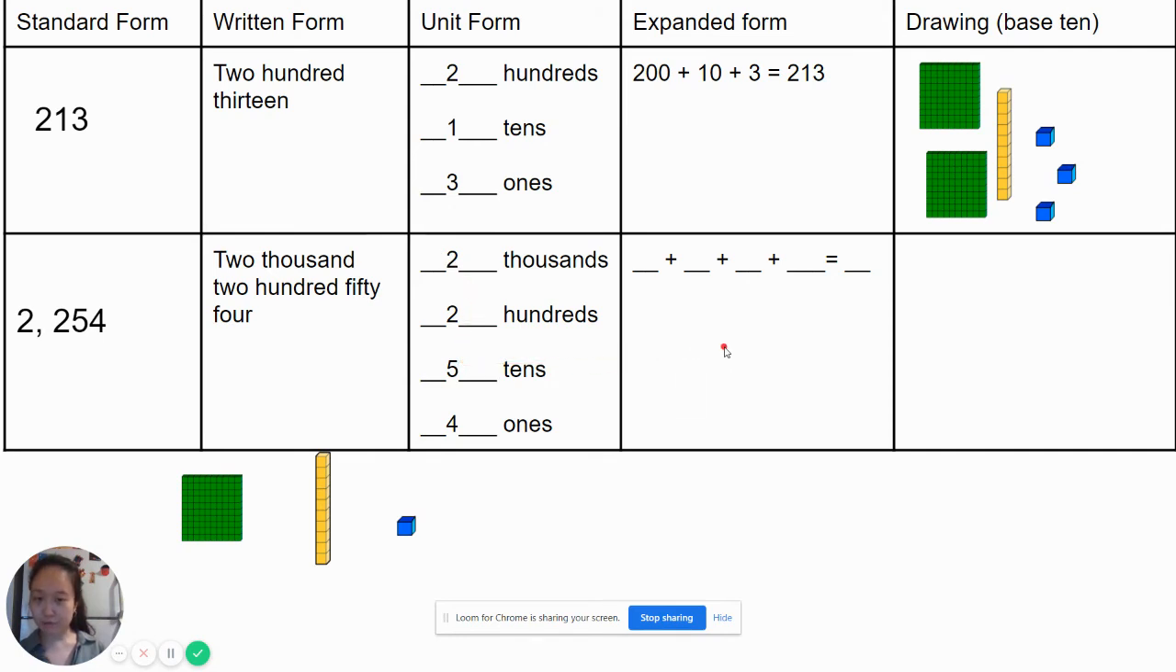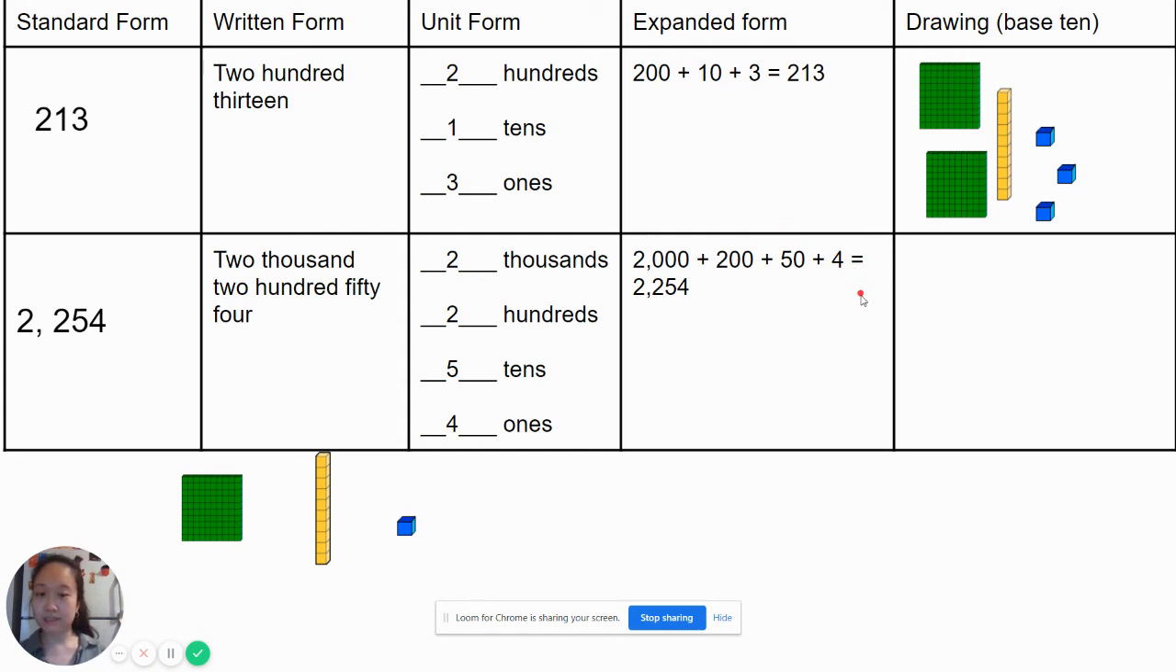When I think about expanded form, I think about the value of each digit. And it really stretches the number out. The value of the 2 in the thousands place is really 2,000. The 2 in the hundreds place is really 200. The 5 in the tens place is 50. And the 4 in the ones place is 4. And those values added up with the addition signs make up the large number, which is 2,254. And this is how I would write it.